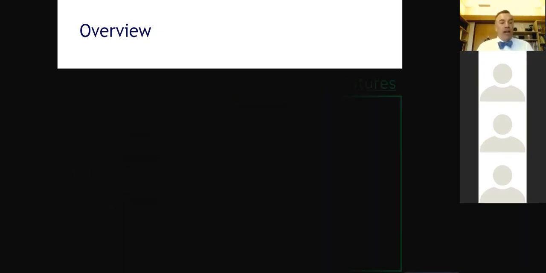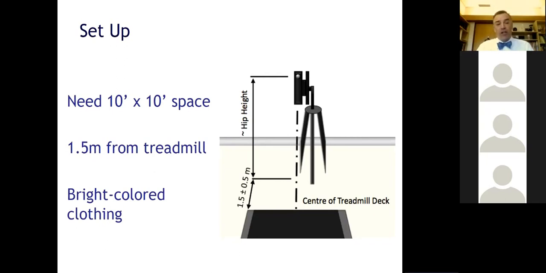So in terms of setup, essentially you need a 10-foot by 10-foot space. It's a single camera, as I mentioned. It's going to be about 1.5 meters from the treadmill itself. So about a meter from the back of the treadmill, 1.5 meters from the center of the treadmill. And it's ideal to have bright colored clothing for your patient to wear. And I say that because a number of our clinical partners have full-size runs of shoes.